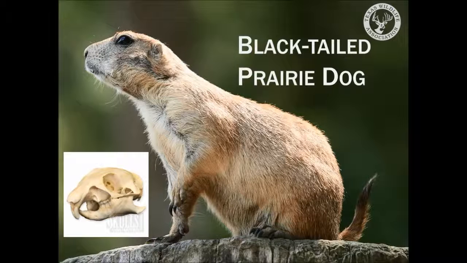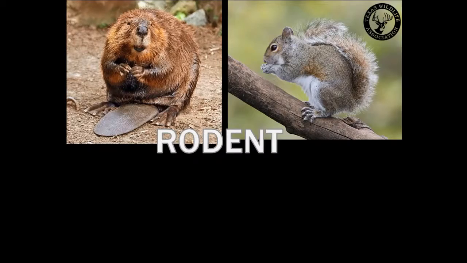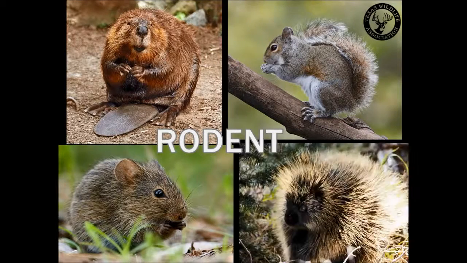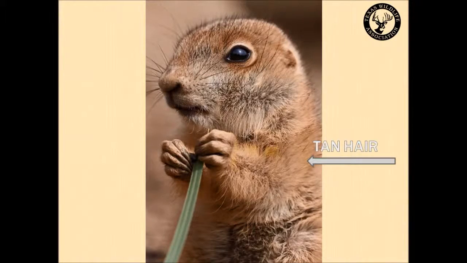Let's take a look at some rodents and identify the similar features. Here are some examples of rodents: beavers, squirrels, rats, and porcupines. All of these rodents have the characteristic flat, sharp front incisor teeth and short or squat bodies with short limbs. Now that you know some of its closest relatives, let's take a look at some of the physical features or characteristics of prairie dogs. Prairie dogs have tan hair to help them blend in with their environment.